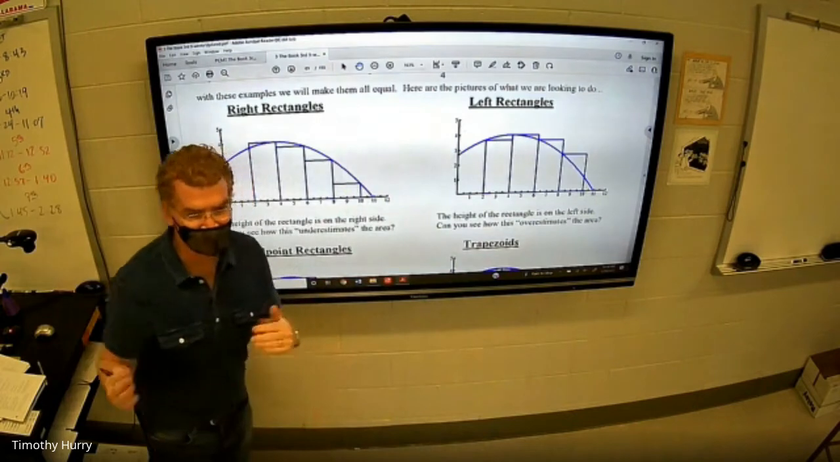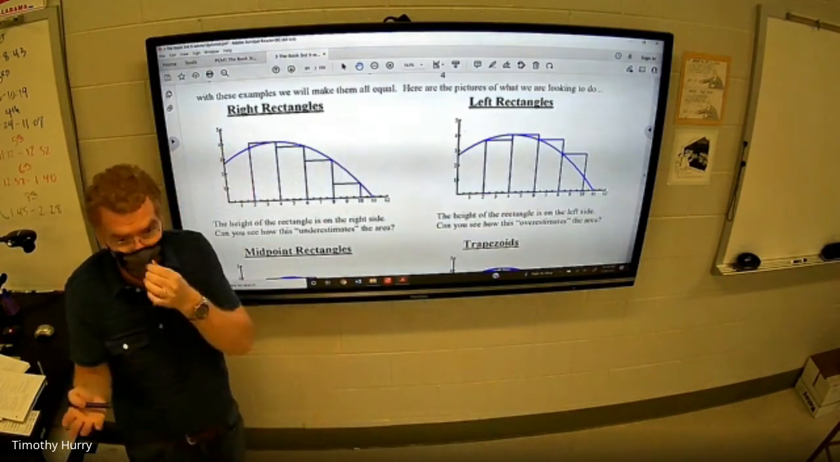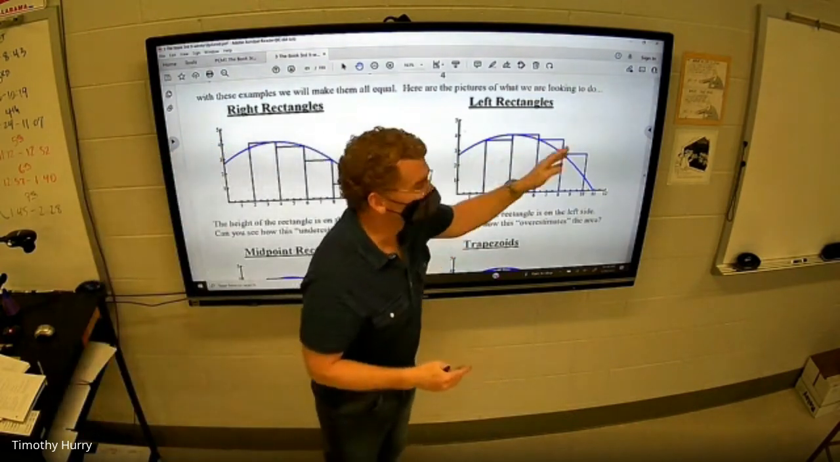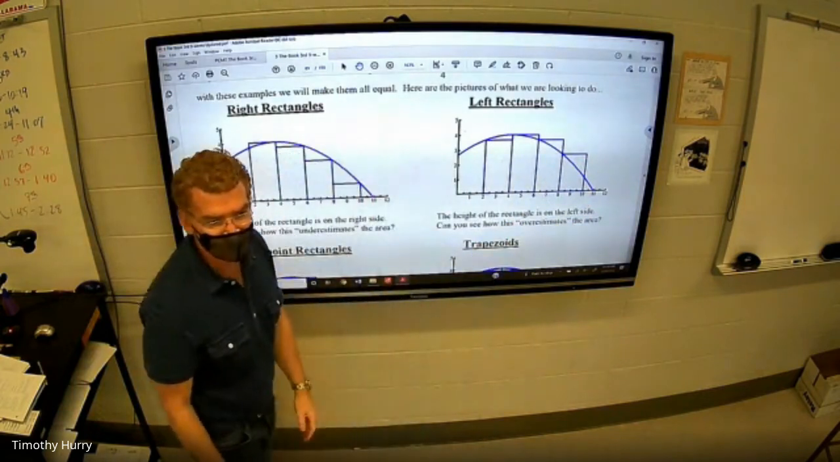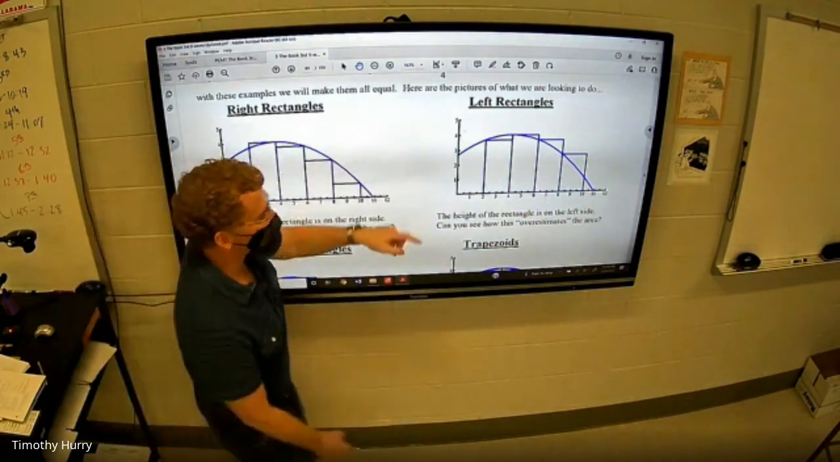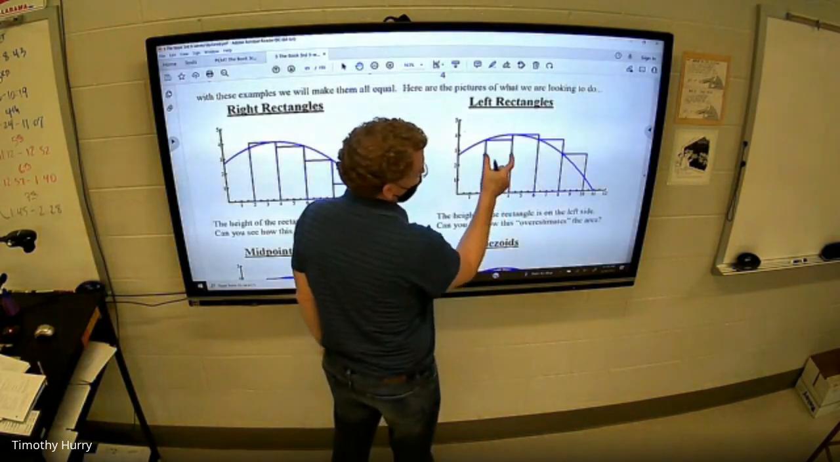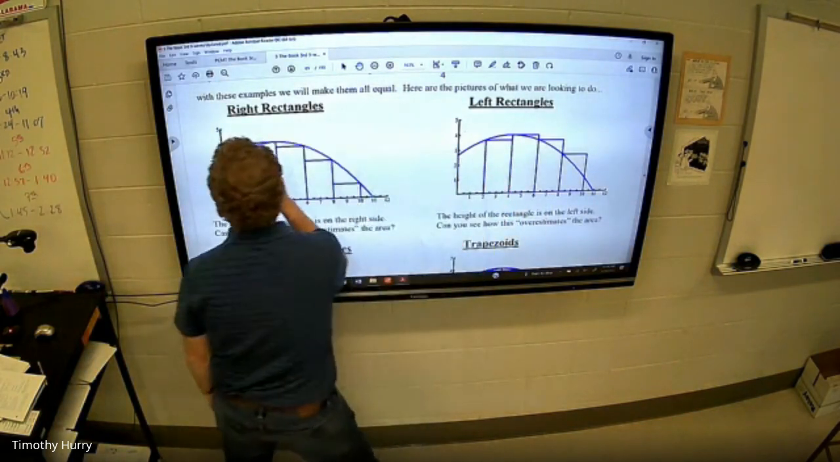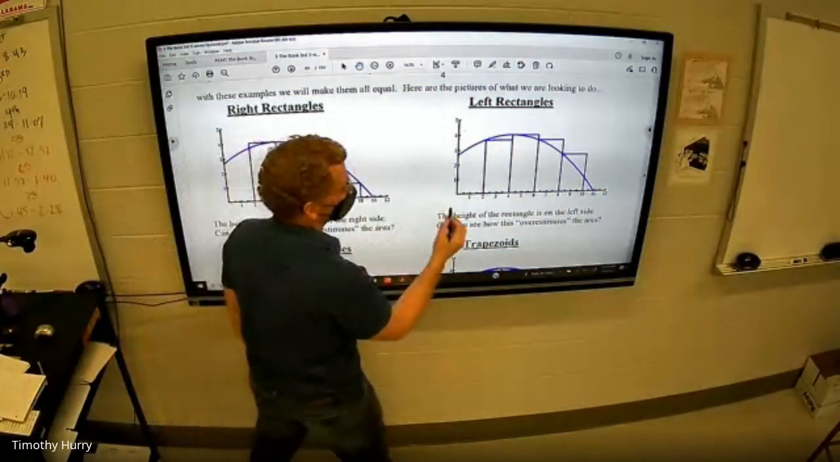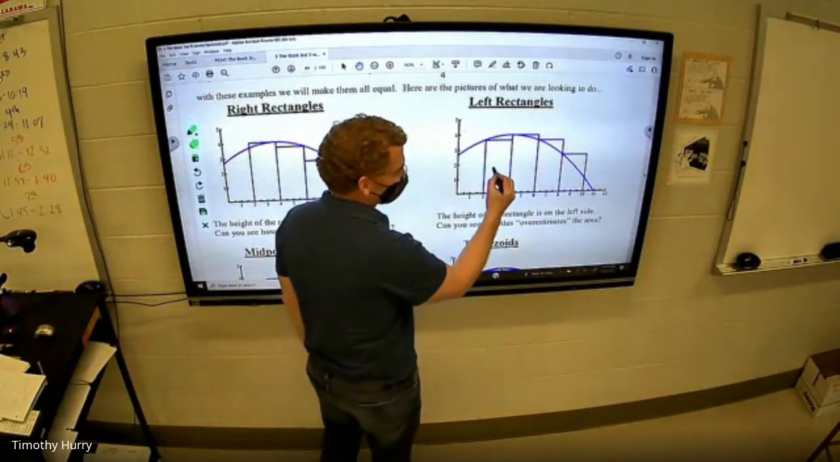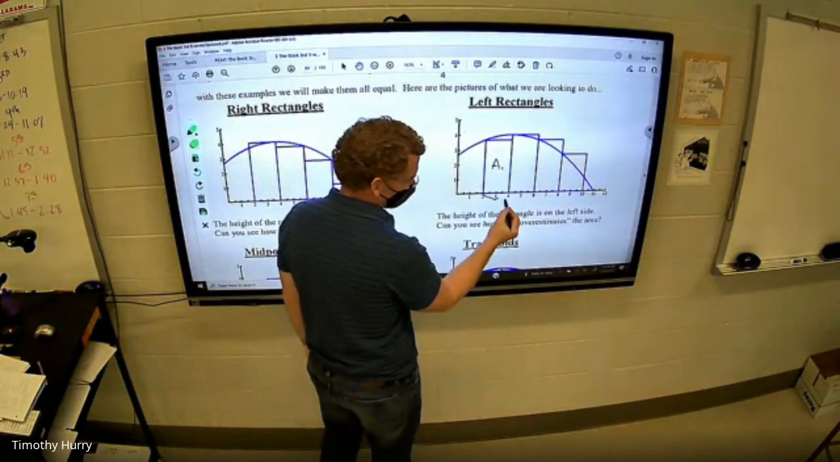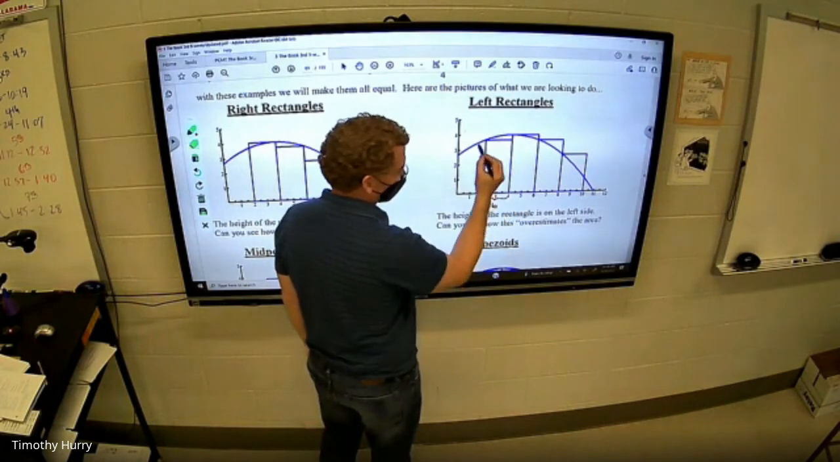Now, if it does both, you're probably getting a better approximation, right? Because you got a little under, a little over, probably meets closer to the actual value. Here's left. You notice it? I'm going from 2 to 10. And notice I'm bringing up the rectangle till the left side hits. So how do I find the base here? How do I find the area here? I take the base and I multiply it by what?